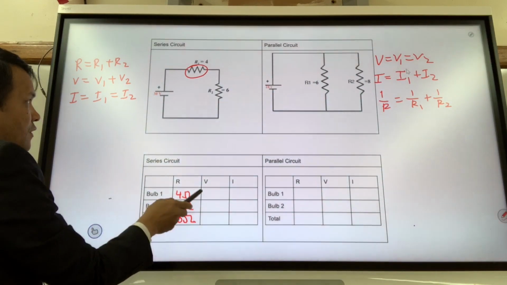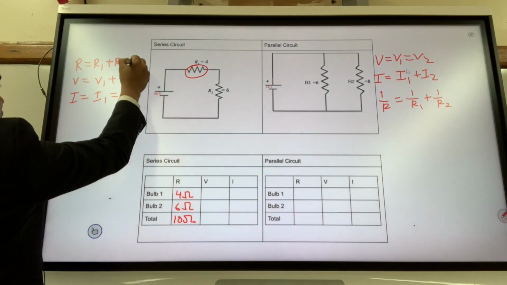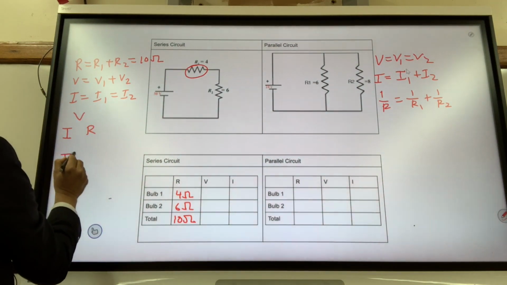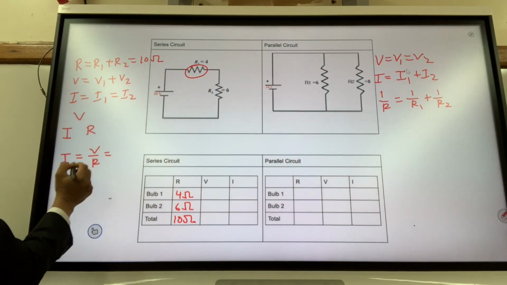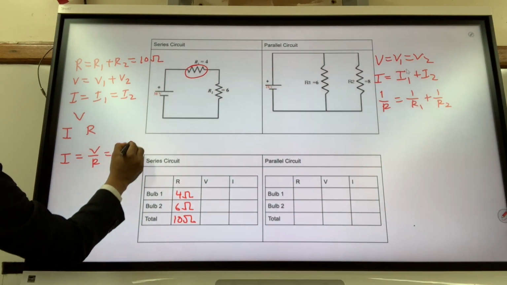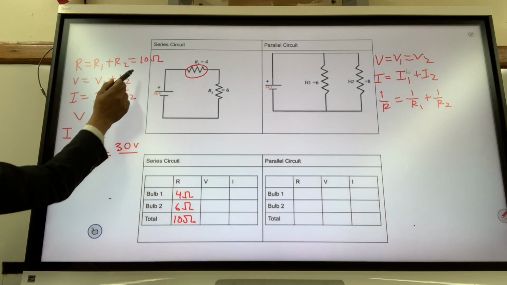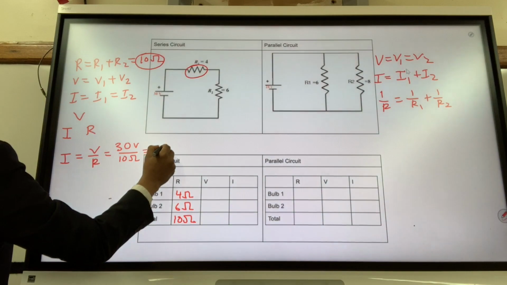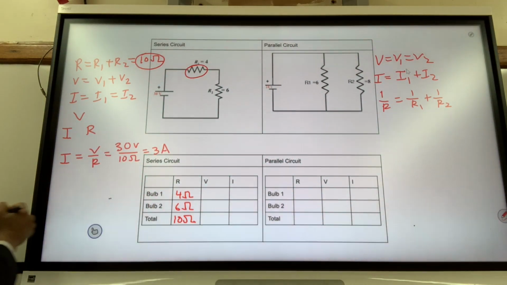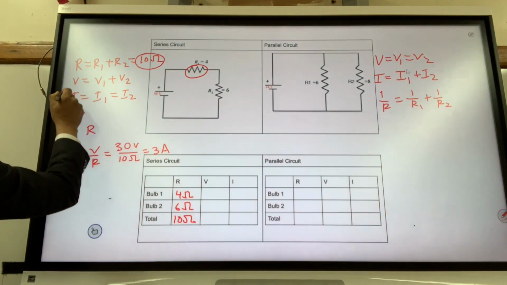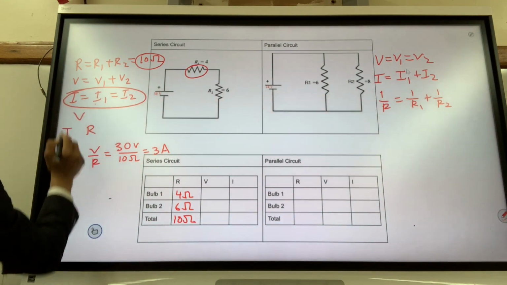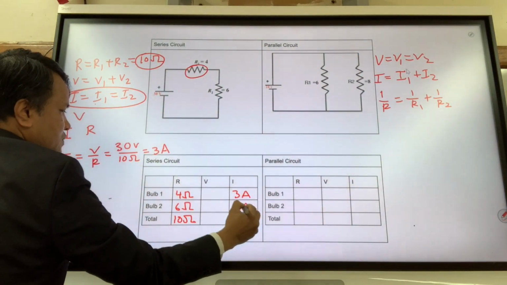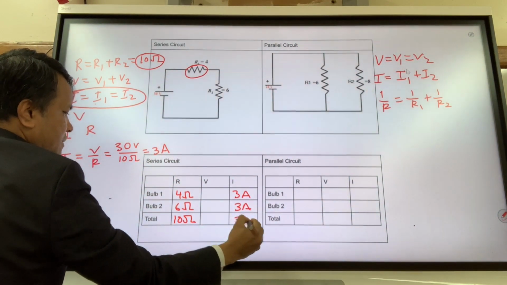Okay. Now voltage. So I have 12, I have 10 ohms. V equals IR. So the voltage is 30, and the resistance is 10, so the current is 3 amps. Okay, so I have 3 amps over here. The current is the same across the circuit, so here I have 3 amps, 3 amps. So the total current is of course 3 amps.